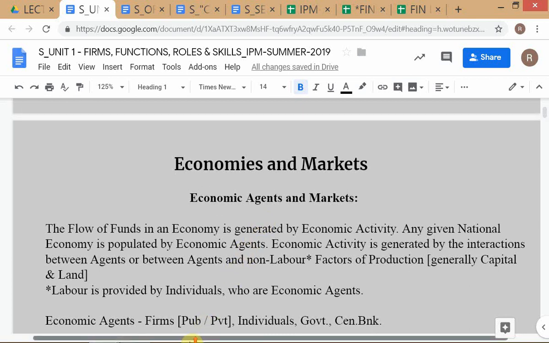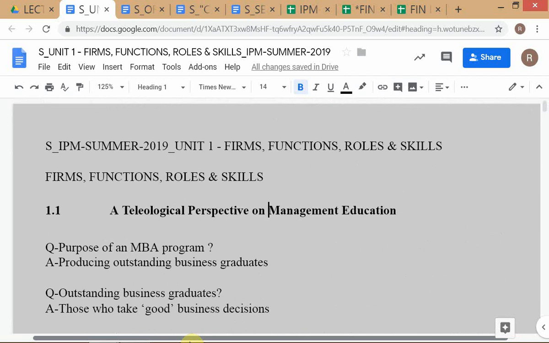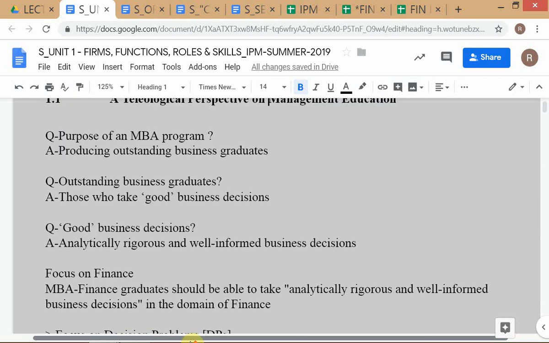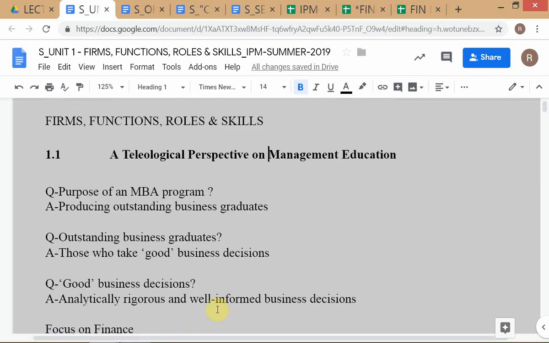Okay, so just briefly to give you the rationale for the curriculum, you can just look at it yourself as well. Okay, you can learn another new big word here, a teleological perspective. What does teleological mean? Does anyone know? Yes.